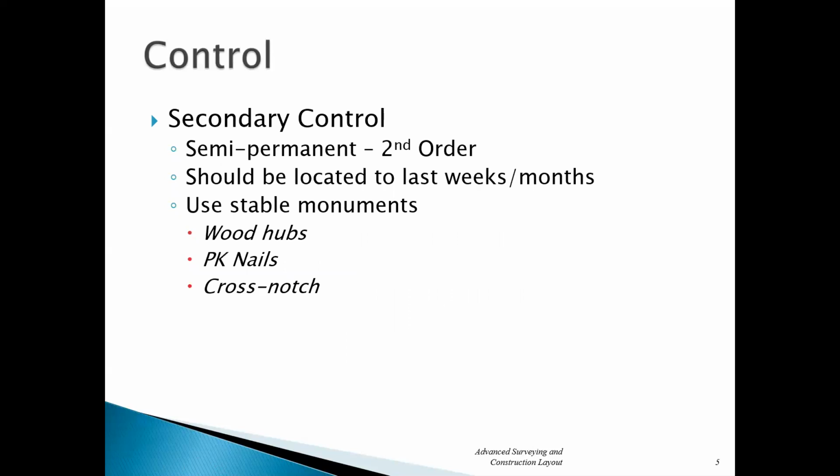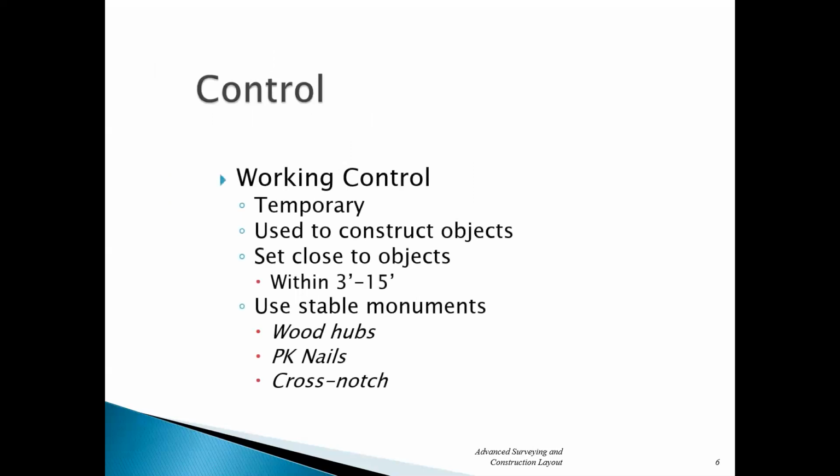Secondary would be of a lower order, as we talked about last week, and it's usually used to supplement your primary control. So what we're after really in this class is providing what we call working control, very temporary. It's just used to construct whatever feature you're laying out. We haven't done any of that yet, and we will be doing that, like I said, when we start getting into weeks 6, 7, 8. Those are where we start working with that working control concept.